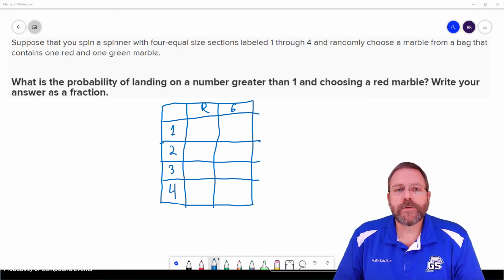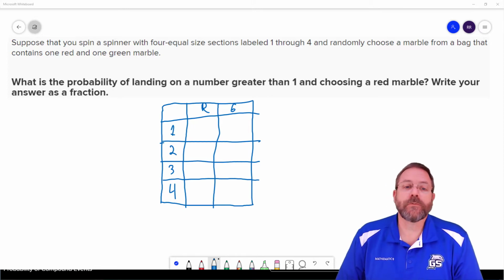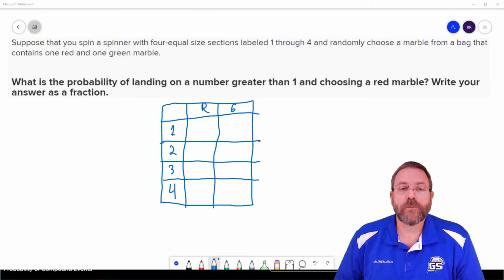Suppose that you spin a spinner with 4 equal-sized sections labeled 1 through 4, and then randomly choose a marble from a bag containing 1 red and 1 green marble. What is the probability of landing on a number greater than 1 and choosing a red marble? Write your answer as a fraction.